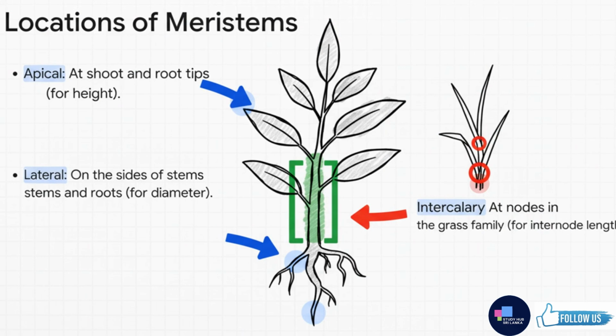So where are these growth factories located? Well, they're in very specific places. You have the apical meristems, right at the tips of the shoots and the roots. These are responsible for making the plant taller, and the roots go deeper. Then you have lateral meristems on the sides of the stem, which make the plant thicker, increasing its girth. And finally, in plants like grasses, you find intercalary meristems at the nodes. This is exactly why the grass in your garden grows back so fast after it's been cut.